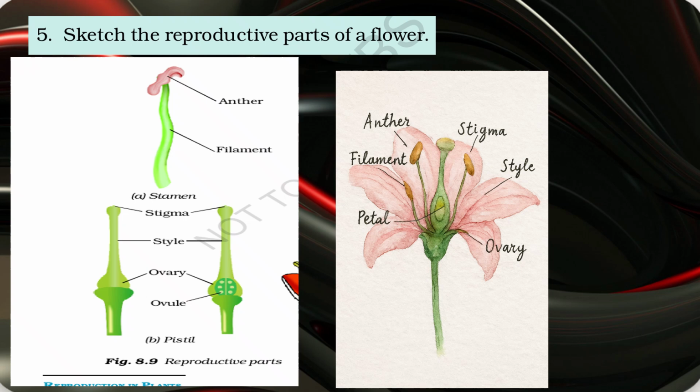Fifth one, sketch the reproductive parts of a flower. Stamen, in that anther, this is anther, and filament, two parts in the stamen. And in pistil, we have the parts stigma, style, ovary, and ovule.